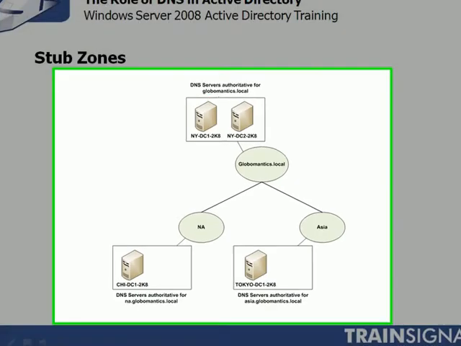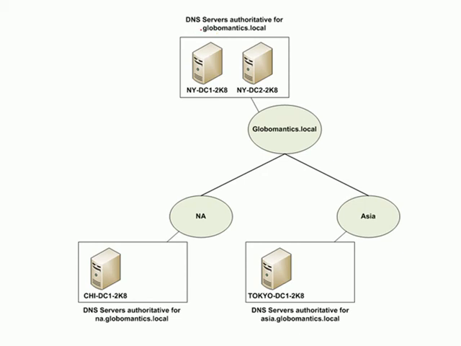Here we have the DNS servers that are authoritative for globalmantics.local. Right? You'll see here that we have New York DC1 and New York DC2. These guys are what's known as authoritative for globalmantics.local. Now, by the way, if you're thinking to yourself, wait a minute, I don't have these servers. What do you mean they're authoritative? We're going to get this all set up a little bit later. But for right now, I'm telling you, I've got these two servers, and they are authoritative for globalmantics.local. Down here, we have one DNS server which is authoritative for na.globalmantics.local.